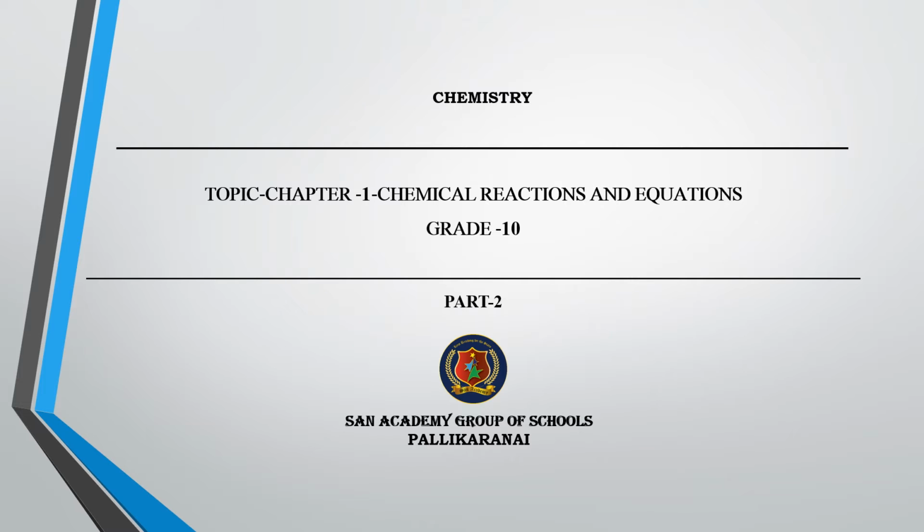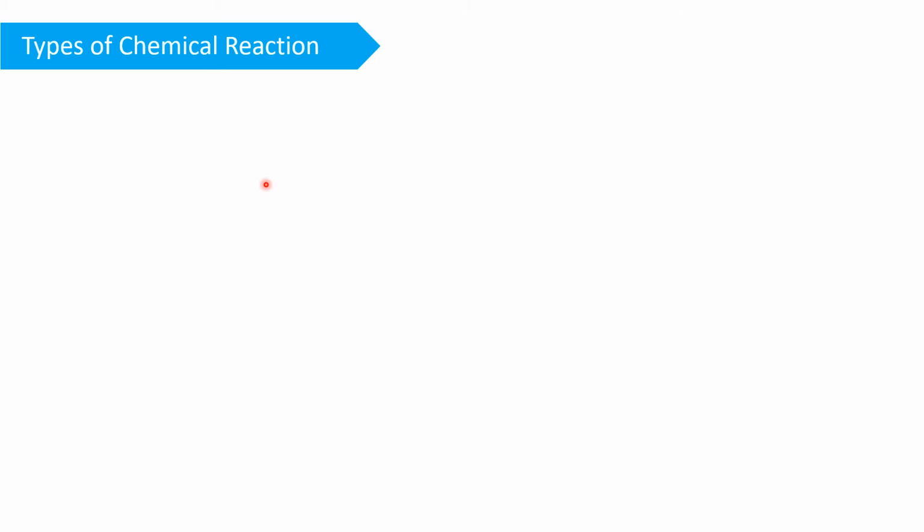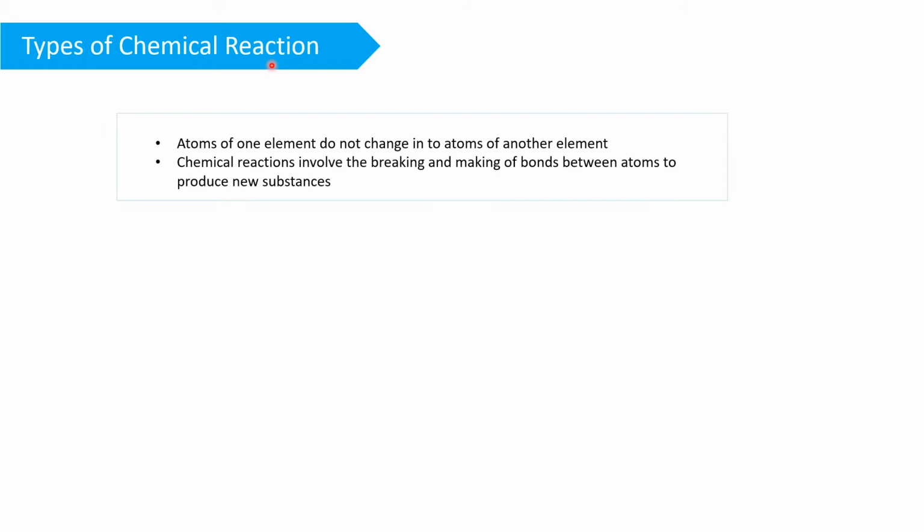Happy day, children. In the last part, we have seen different chemical equations and how to find out whether a chemical reaction has taken place or not. And we have seen how to balance the chemical equation. Correct. So in this part, we are going to see different types of chemical reaction.